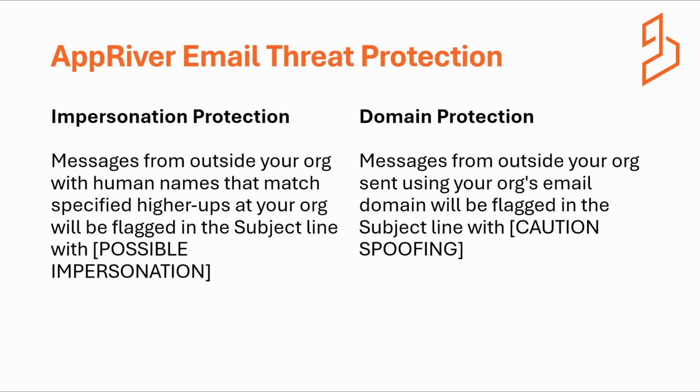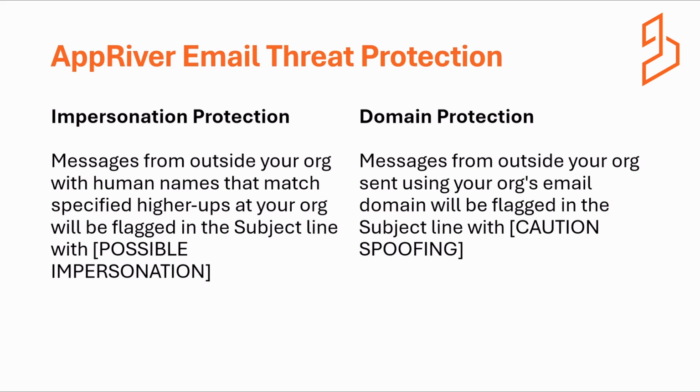Some of the features within AppRiver are impersonation protection and domain protection. Both of these put a nice flag on the email in the subject line, letting you know that something fishy is going on. Impersonation protection protects you from messages that are coming from outside your organization that have names that match specified higher-ups at your company. Let's say your CEO's name is Matt Powers, and you get an email that comes in and it says Matt Powers on it, but it's not really coming from Matt Powers. It's going to be flagged with possible impersonation.